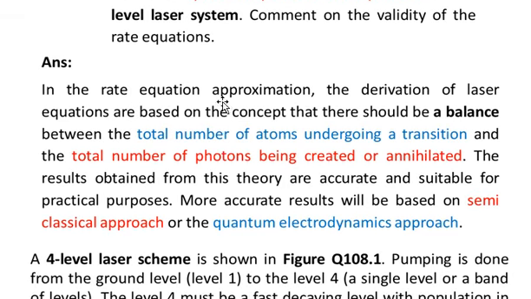in the rate equation approximation, the derivation of laser equations is based on the concept that there should be a balance between the total number of atoms undergoing a transition and the total number of photons being created or annihilated. The results obtained from this theory are accurate and suitable for practical purposes. More accurate results will be based on the semi-classical approach or the quantum electrodynamics approach.